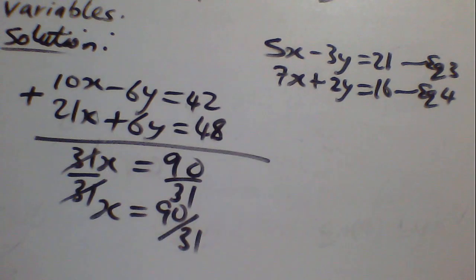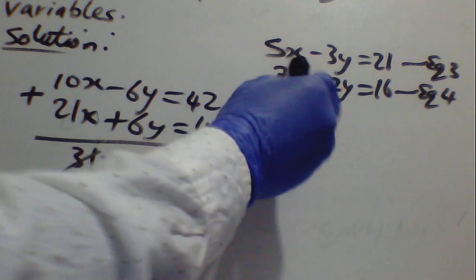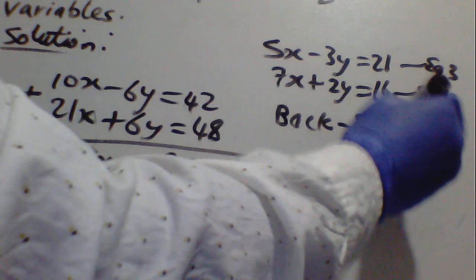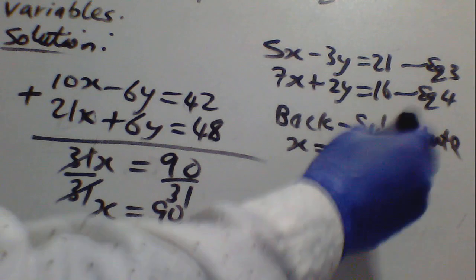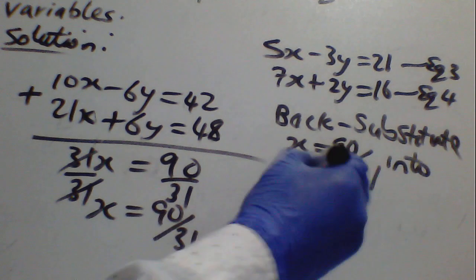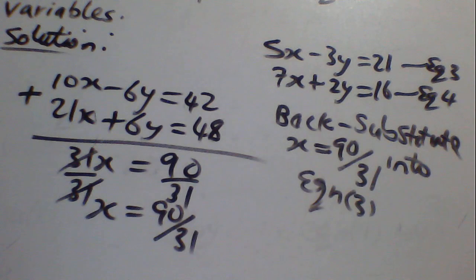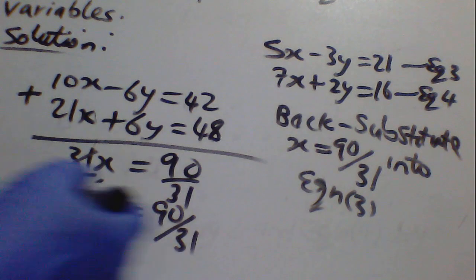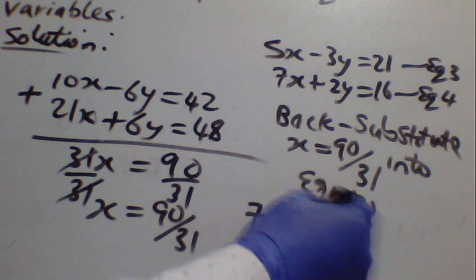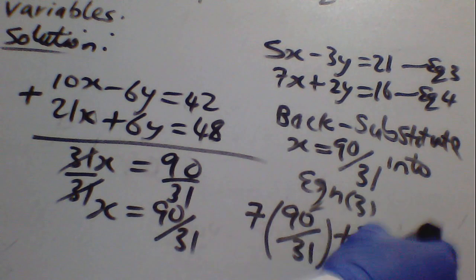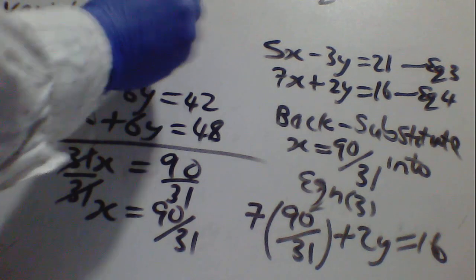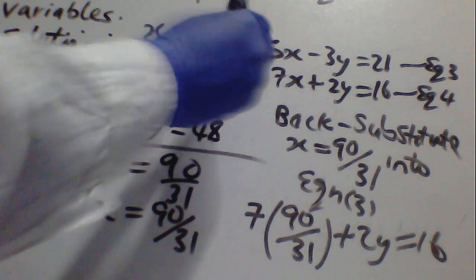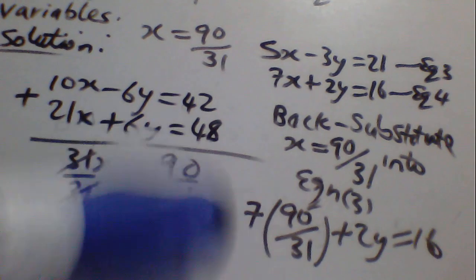The next thing is to back substitute x equals 90 over 31 into equation 3. From here we have 7 in bracket 90 over 31, plus 2y is equal to 16. So from here we have x to be 90 over 31, and that enables us to clean here.